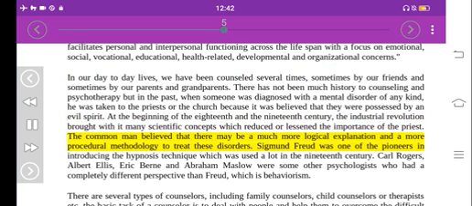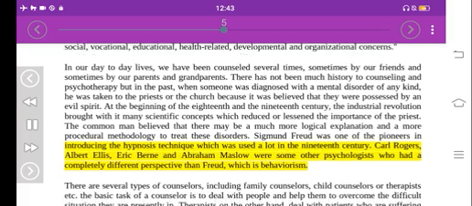The common man believed that there may be a much more logical explanation and a more procedural methodology to treat these disorders. Sigmund Freud was one of the pioneers in introducing the hypnosis technique, which was used a lot in the 19th century. Carl Rogers, Albert Ellis, Eric Berne and Abraham Maslow were some other psychologists who had a completely different perspective than Freud, which is behaviorism.